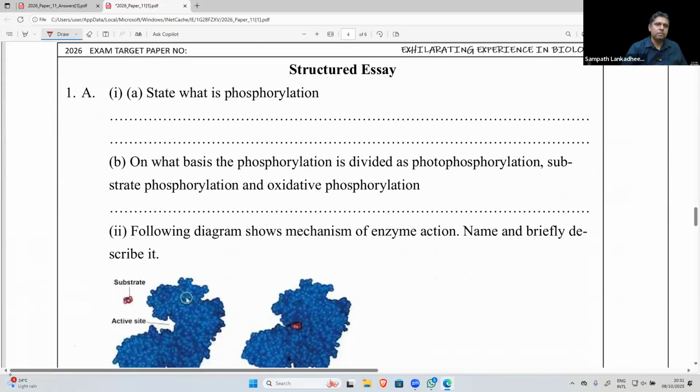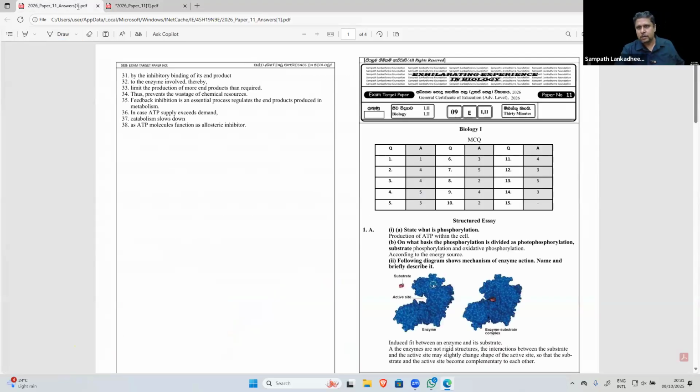Right, we'll start here, people. Structured essay part. I have given the marking scheme. Can you check the marking scheme, people? State what is phosphorylation. Shall I move to the marking scheme?